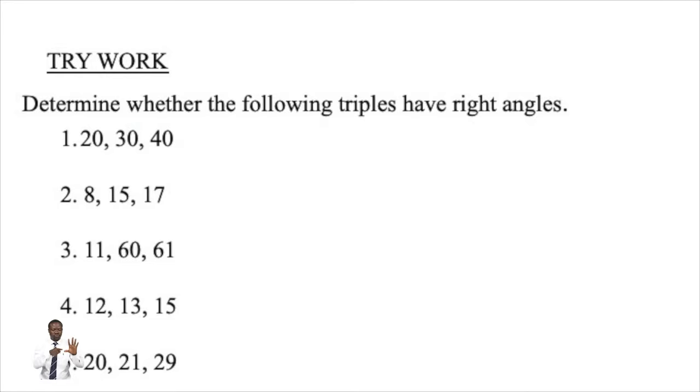On your screen, we have 5 different triples. You are to determine whether the following triples have right angles. Obviously, for each triple, the highest figure represents the hypotenuse. Some of the triples would have right angles, others would not. So per what we've just done, use the same knowledge to determine whether the following triples have right angles. Copy them and start now.